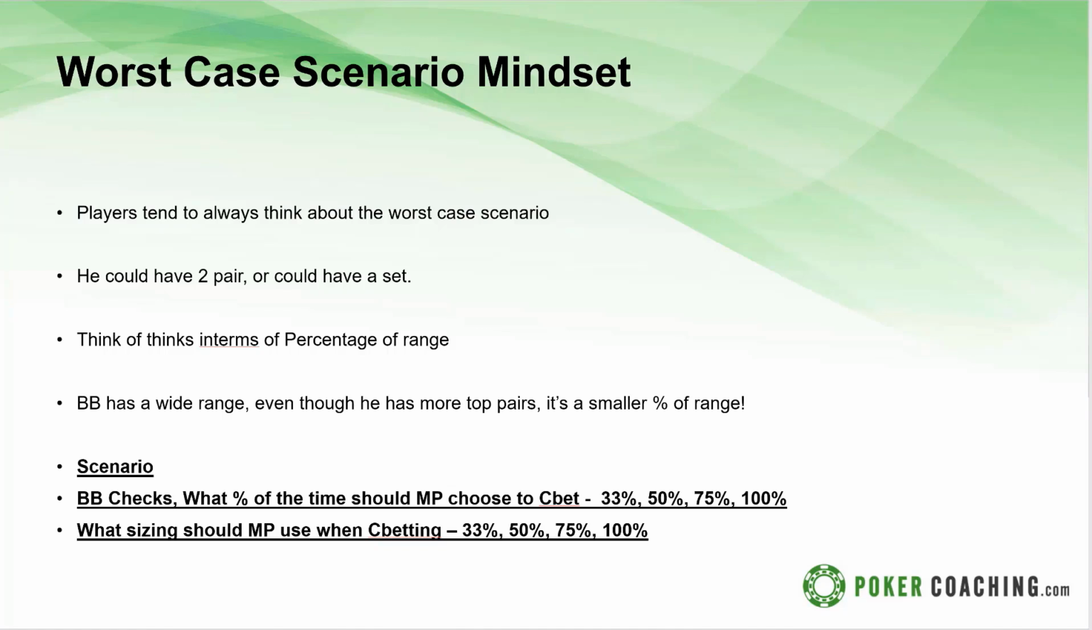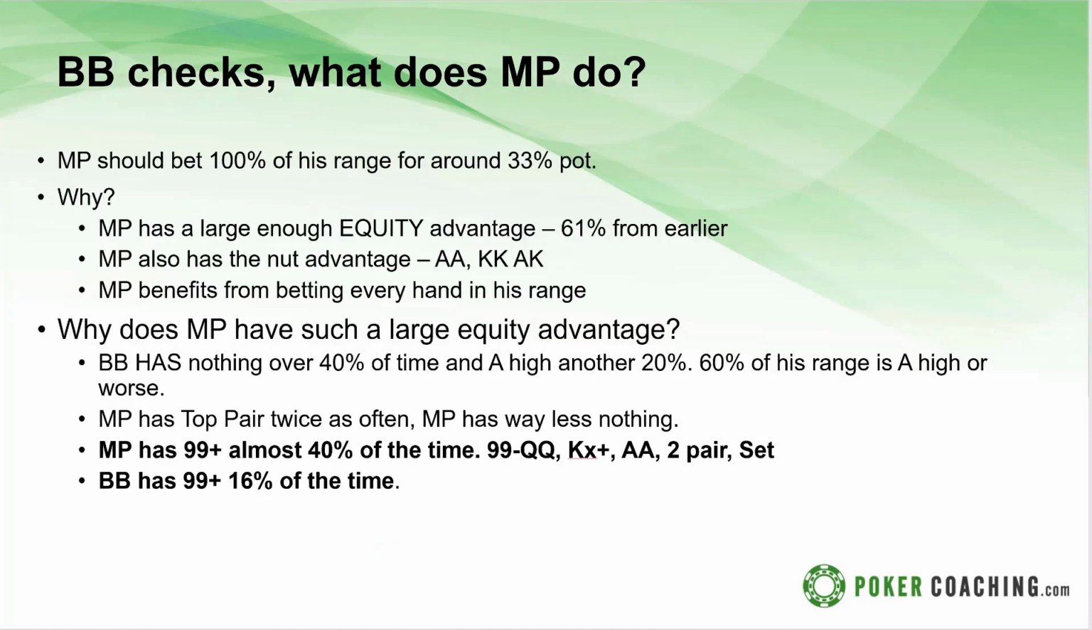So I see some hundreds, 50%. See kind of a mixing. A lot of people hitting 33% sizing. So MP should bet 100% of his range on this board when checked to. 100% of his range. And we're going to use around the 33% pot sizing.